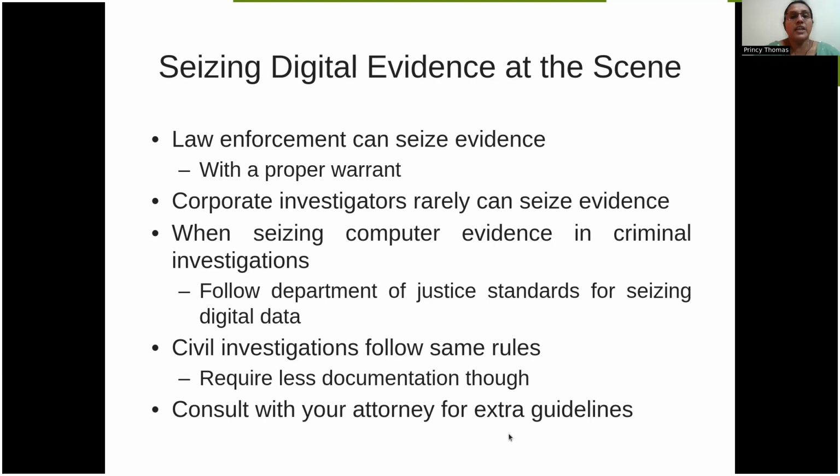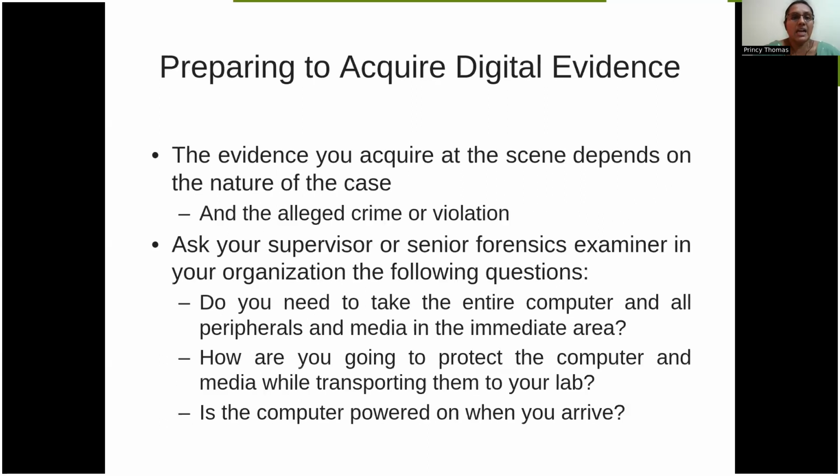Whenever we do not understand how to do a particular thing, there should be law enforcement, an attorney, or a counselor or lawyer who knows the steps and will be able to give us guidelines. Preparing to acquire digital evidence.